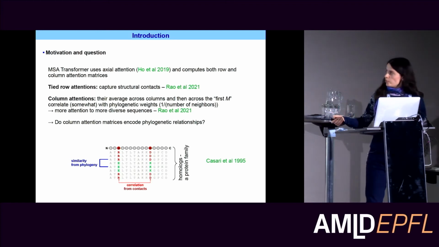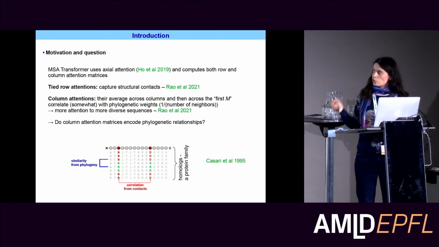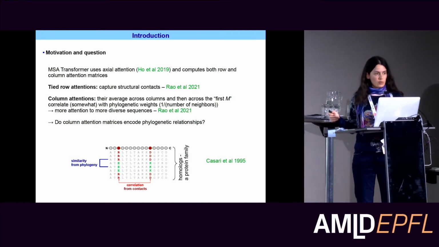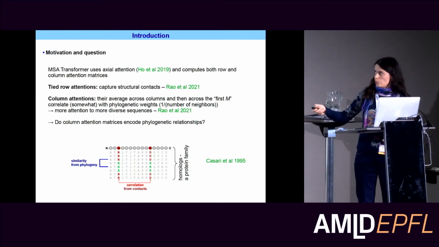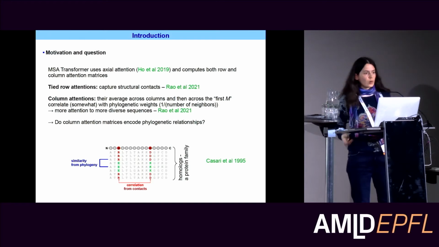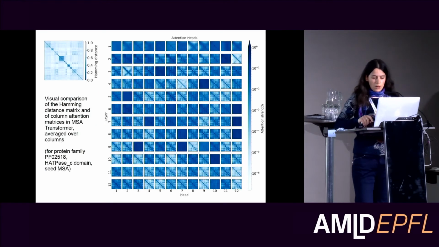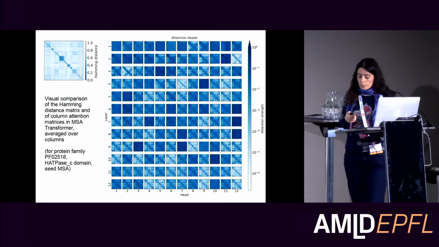The idea is that it would be really attractive if the model has captured a kind of orthogonal representation, where in the row attentions you have the information on correlations from the contacts between the columns, and in the column attentions you have the similarities from phylogeny. Okay, so let's look at these column attentions.